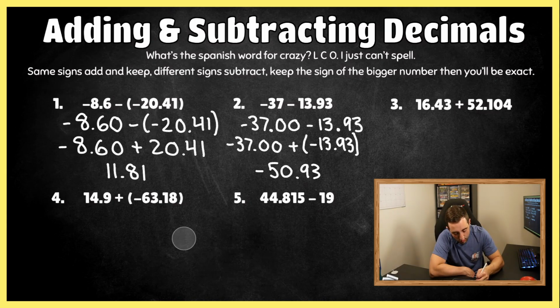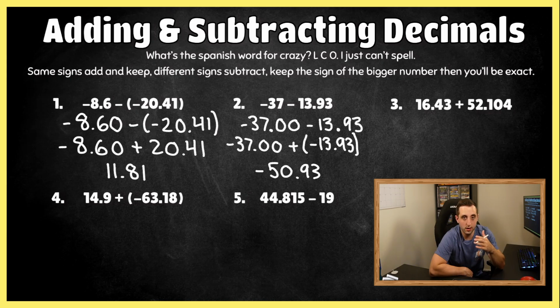Right, now let's go ahead and take a look at the third one. This one just looks like it's an addition problem, right? So we don't have to use LOCO because it's not a subtraction problem. So we just want to use our song. Same signs add and keep, different signs subtract, right? Well, these are same signs again. We simply just need to add them.